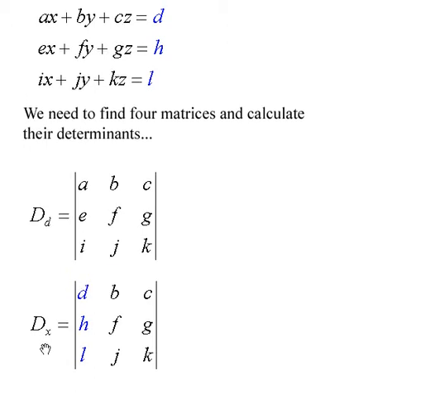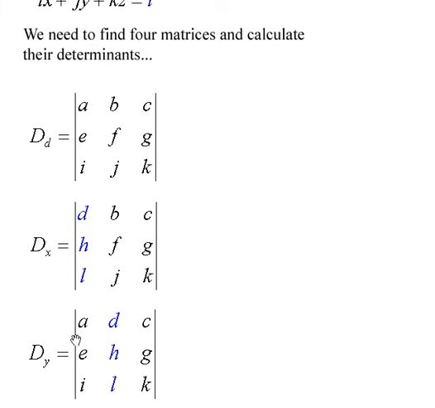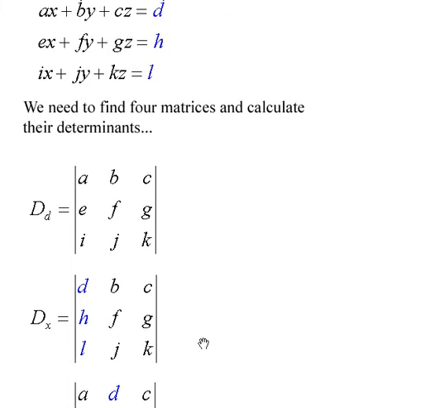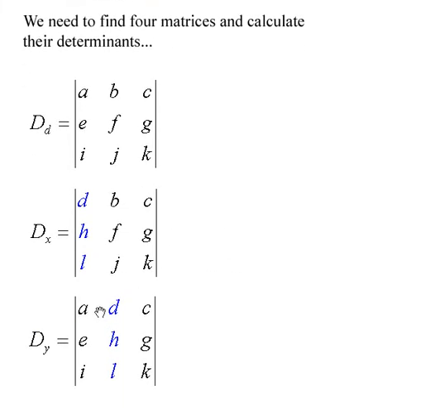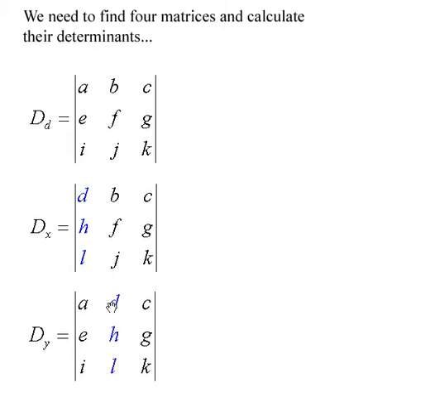For the determinant of the numerator of x, just like we did with two equations, two variables, we're going to replace the x coefficients, a, e, and i, with the constants, d, h, and l. So we're going to take the a, e, and i out of the first column, replace them with the constants, d, h, and l. For the numerator of y, we're going to take those y coefficients, which were in the second column, and replace them with the constants. So let's look at what they were. They were represented by b, f, and j, the y coefficients. We're going to replace them with the constants d, h, and l. So the second column, we're putting in the constants d, h, and l instead of the coefficients of y.